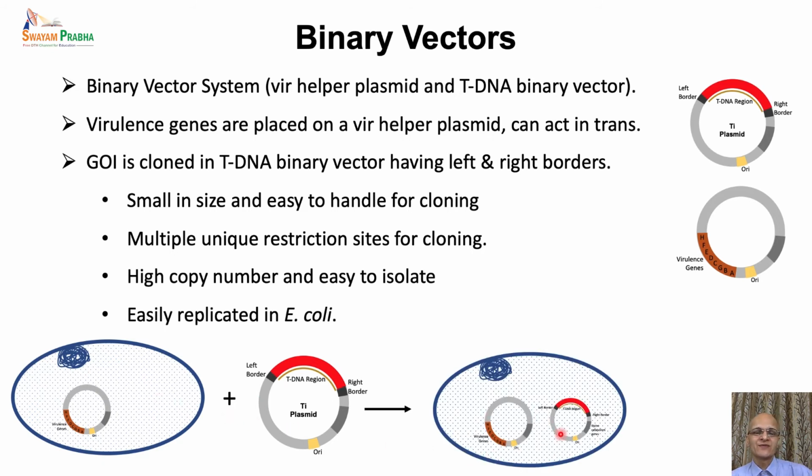Vir helper plasmids, and now the agrobacterium having the Vir helper plasmids and the tDNA binary vector is ready for the transformation process. So in this way, manipulation in the binary vector system for the cloning of the genes is much less as well as easier as compared to the construction of co-integrate vectors.